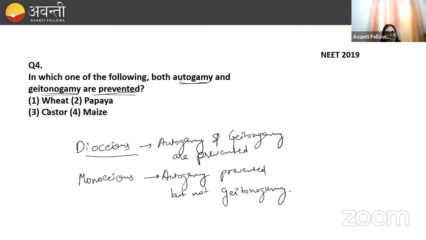So here, option 1 says wheat. Wheat is monoecious. Castor is monoecious. Only papaya is dioecious. Remember this. So the correct option is 2, papaya. Wheat, castor, maize, they all are monoecious. And the question is asking in which of the following both autogamy and xenogamy are prevented. That means they're asking about the dioecious. Only papaya is dioecious. Please remember the example. Remember all the examples and diagram labeling, these are very important.